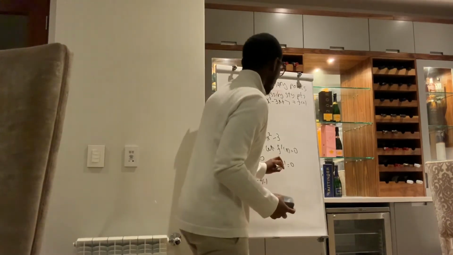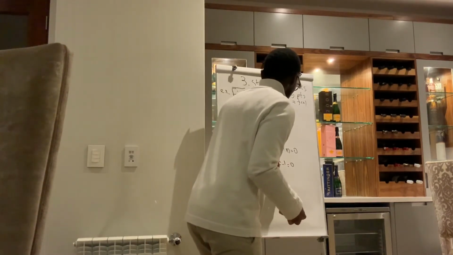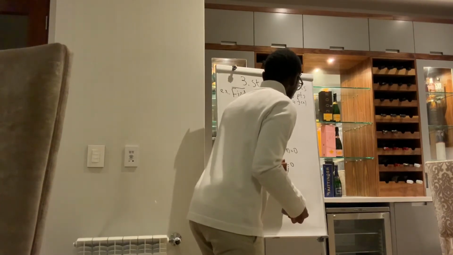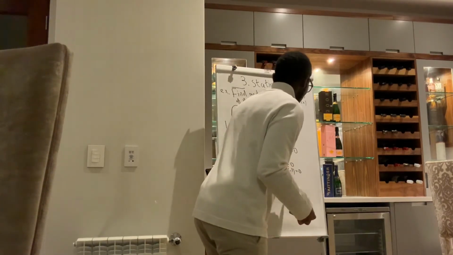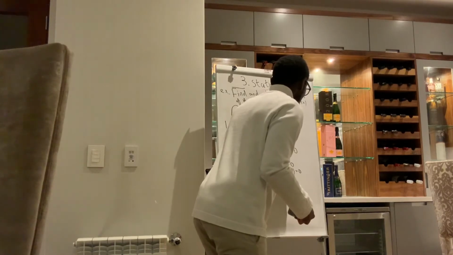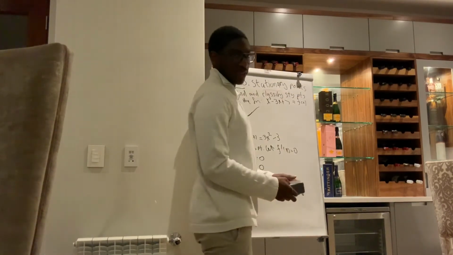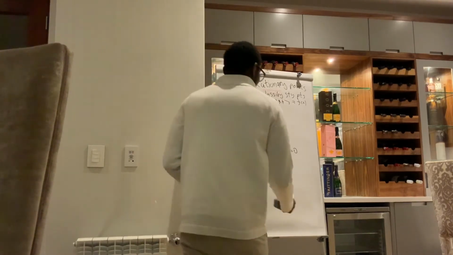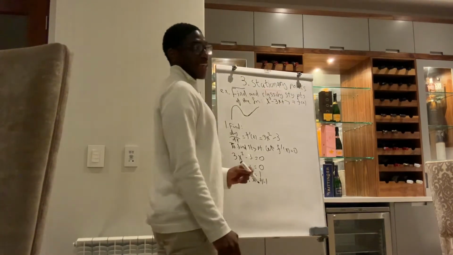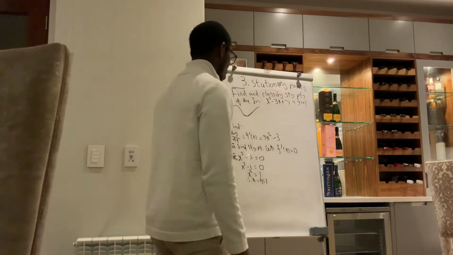So another way of doing it is just to factorize it. You can just say x plus 1, x minus 1 equals 0. Obviously you're going to get x equals plus or minus 1. Same thing, just other ways of doing it. So what does this tell us? Another mistake that students make: this tells you the x coordinates of the two stationary points.